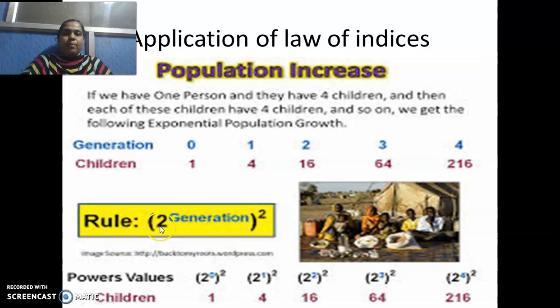2 raised to generation. I put 2 raised to 0, raised to 2. 2 raised to 0 is always 1, so I derive 1. 2 raised to 1, raised to 2, is 2 raised to 2, which is 4. 2 raised to 2, raised to 2: 2 square is 4, 4 square is 16. 2 raised to 3, obviously it is 8, 8 raised to 2 is 64. And 2 raised to 4, that is obviously 16, that squared gives 216. So this is a general example I have given of the application of laws of indices, very useful in population increase in a statistics chapter.